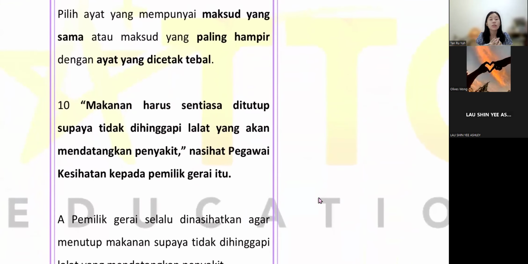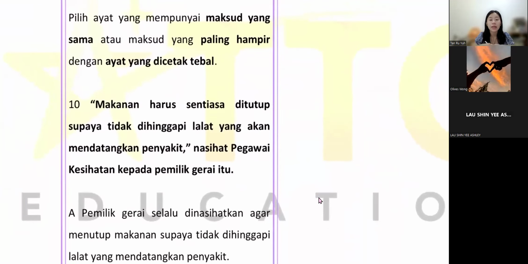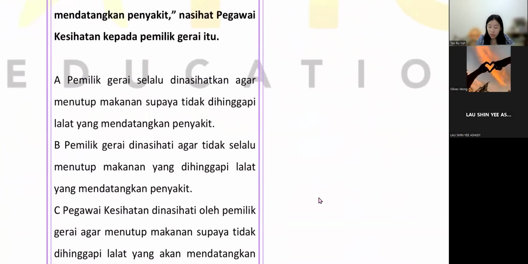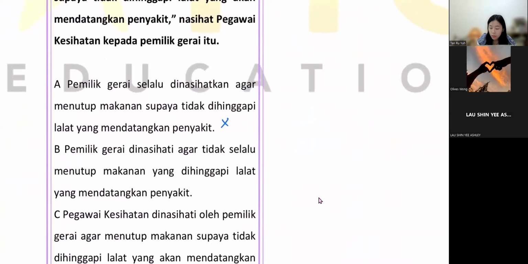Alif, makanan harus sentiasa ditutup supaya tidak dihinggapi lalat yang akan mendatangkan penyakit. Nasihat pegawai kesihatan kepada pemilik gerai itu. You need to choose the sentence that is same meaning. Yes, correct. Okay, A is wrong because they didn't mention pegawai.